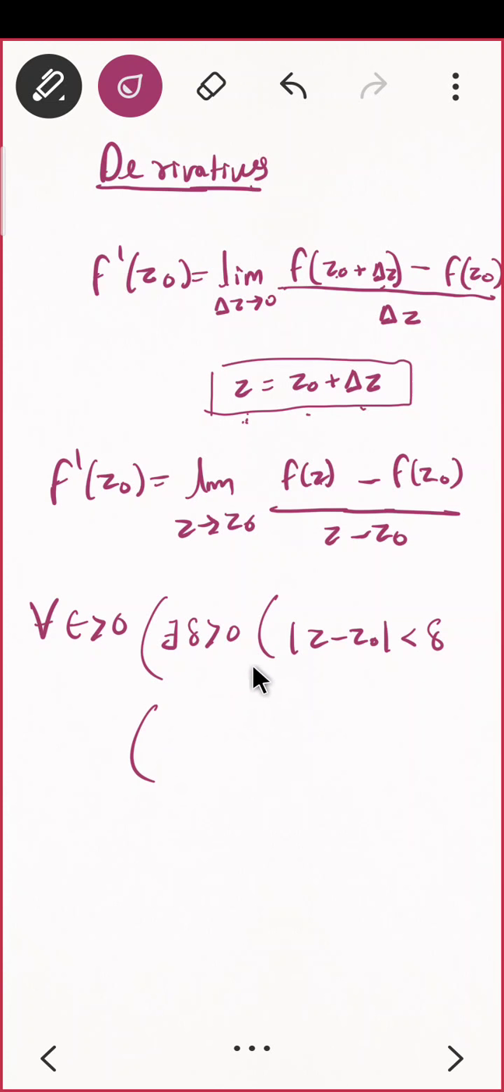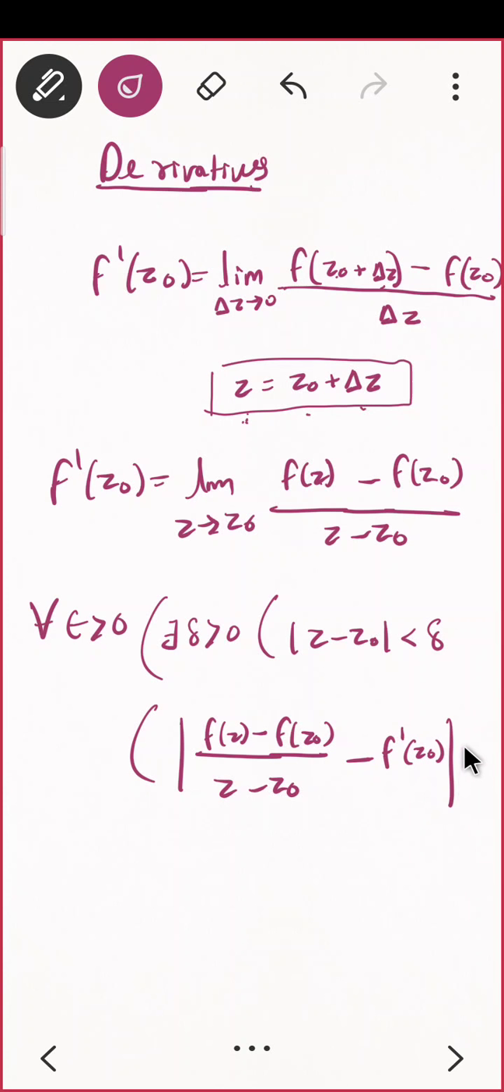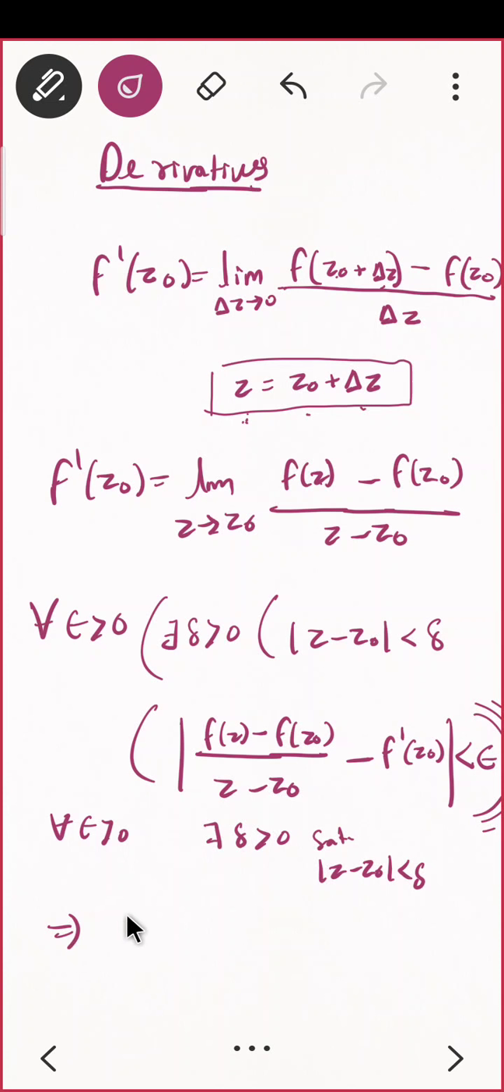Again bracket open. What is the condition? The condition is mod of f of z minus f of z naught upon z minus z naught minus f dash of z naught is less than epsilon. Correct. Bracket open, close, close, close, as many times as needed, something like this. Or if you want it in terms of implication, then it will be for all epsilon positive, there exists delta positive satisfying mod of z minus z naught less than delta implies mod of f of z minus f of z naught upon z minus z naught minus f dash of z naught is less than epsilon. Correct.